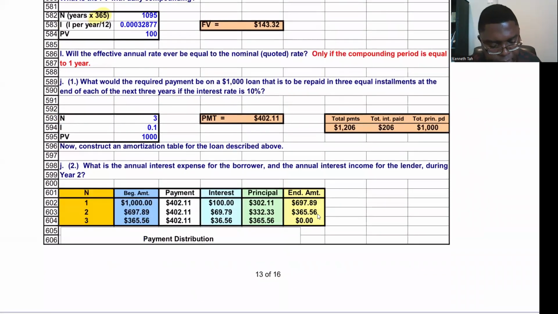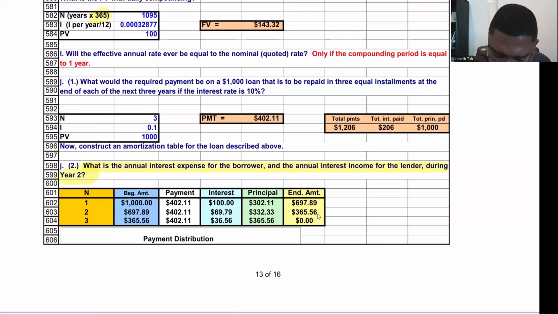All right, the last thing we should look at is the concept of amortization. And from amortization, we can actually build an amortized table. So this is an application of time value of money. What is the annual interest expense for the borrower and the annual interest income for the lender during the 2 years?